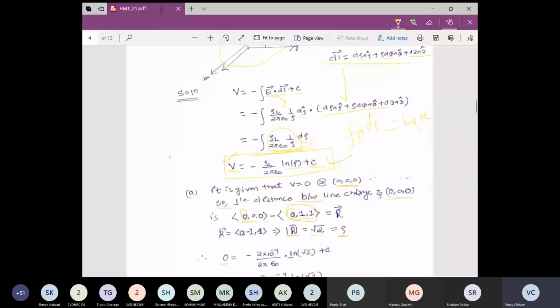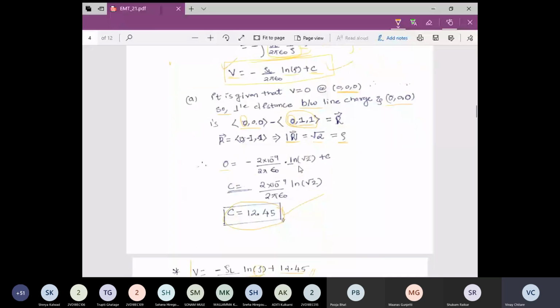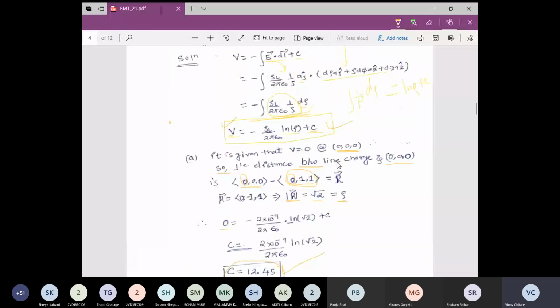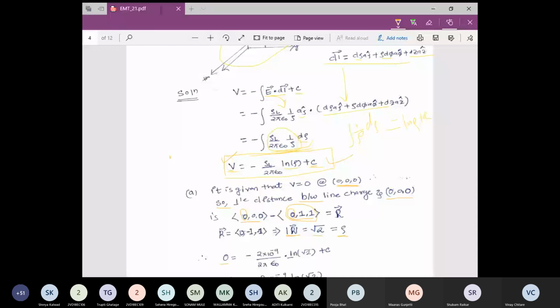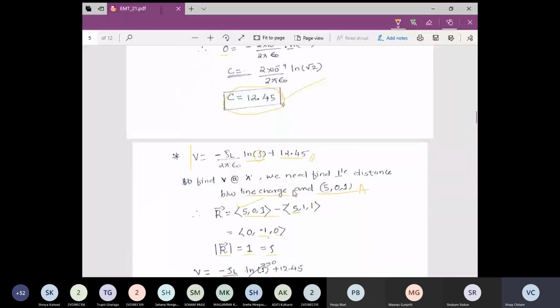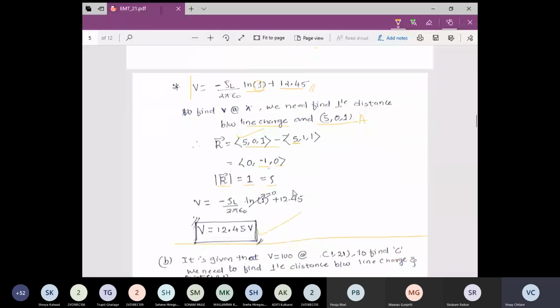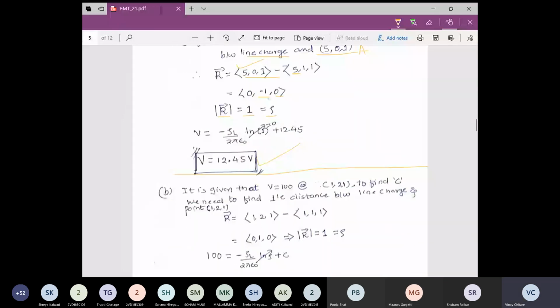So any doubts with this A part of the problem? Yes? Any doubts? Yes? Am I audible? Yes, sir. So any doubts with this problem? No, sir. Okay, so we'll continue with the B part.